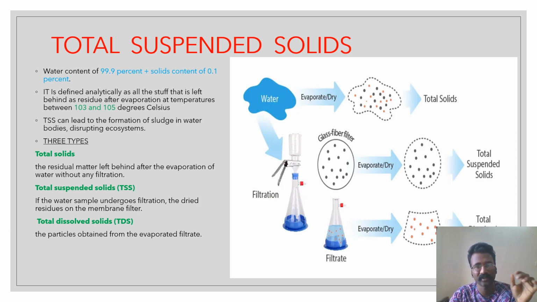TSS can lead to the formation of sludge in water bodies, which is very disruptive to the ecosystem. These are three types: one is total solids, another is total suspended solids, and another is total dissolved solids.